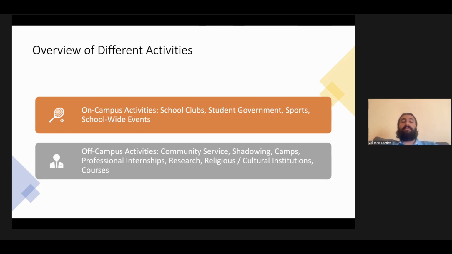The next type of activity is the off-campus activities. These types of activities include community service volunteering, shadowing, camps, internships, research opportunities. Particularly going into your summers, you'll be looking at internships and research opportunities as you progress through your high school career. Additionally, you may be involved in religious or cultural institutions, and you may even be taking courses off campus. These activities are also important because they show your ability to be connected to the broader world and to your interests, be they academic or extracurricular.